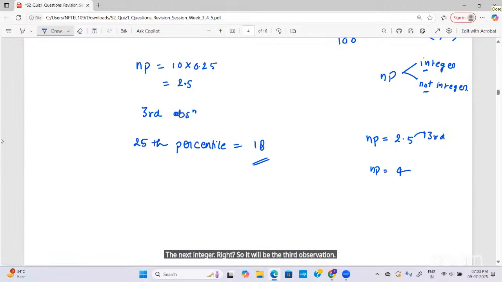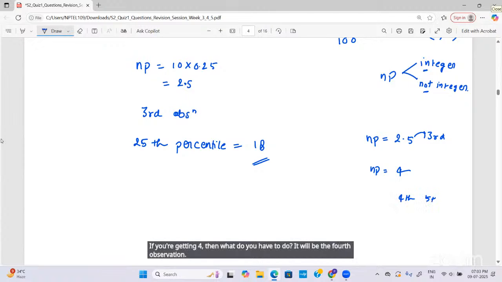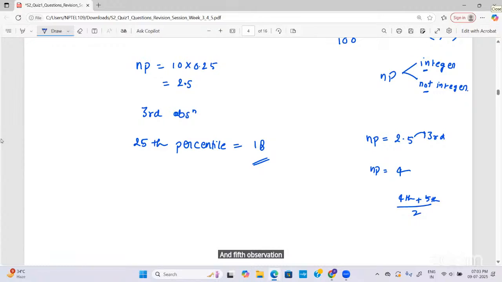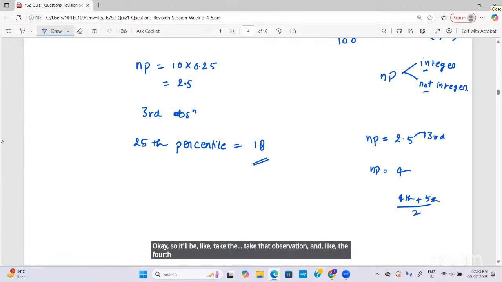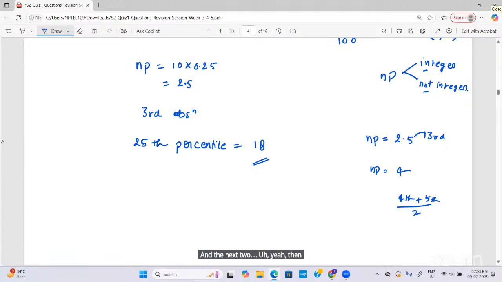If you are getting 4, then what do you have to do? It will be the fourth observation and the fifth observation, and the average of these two. So take the fourth observation and fifth observation, and then calculate the mean.